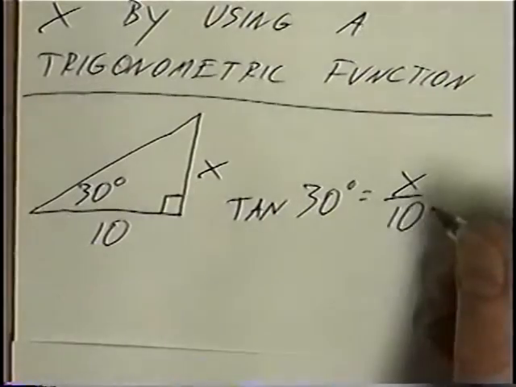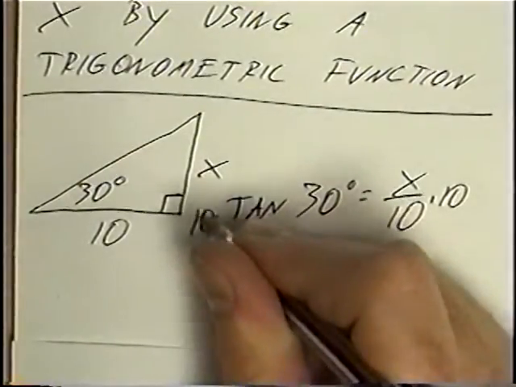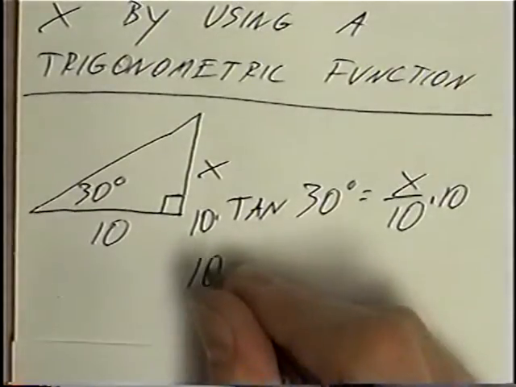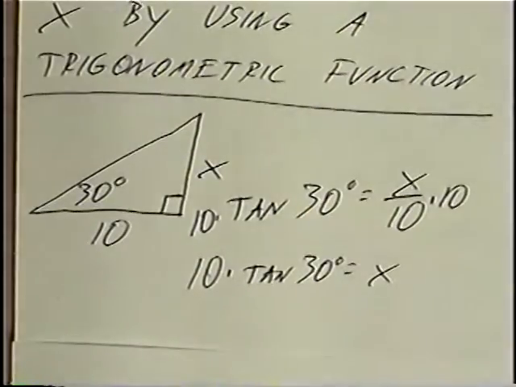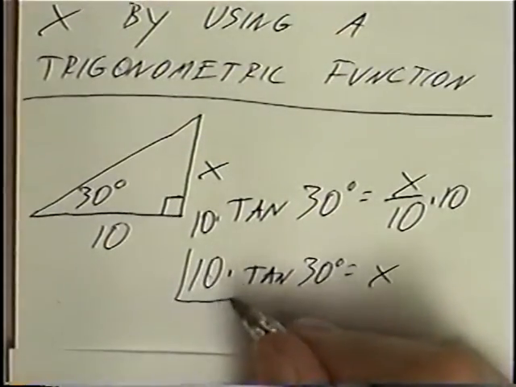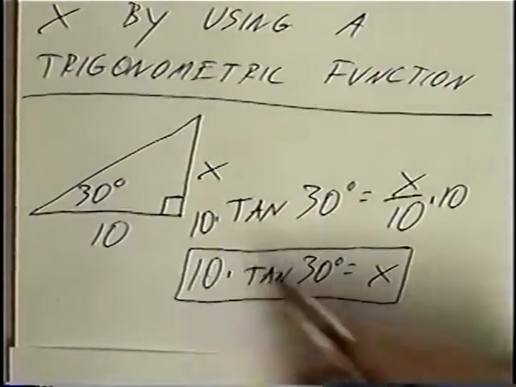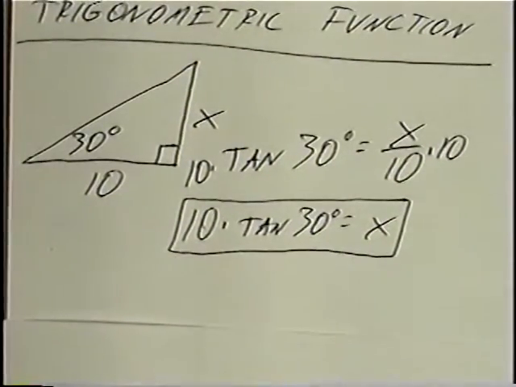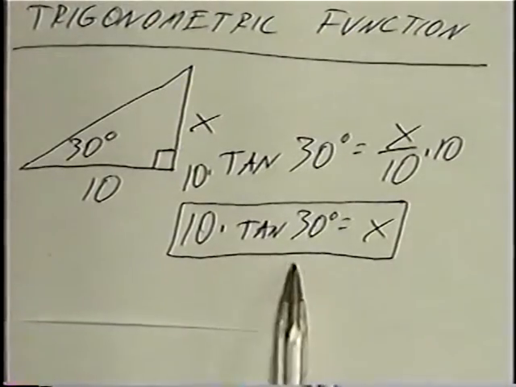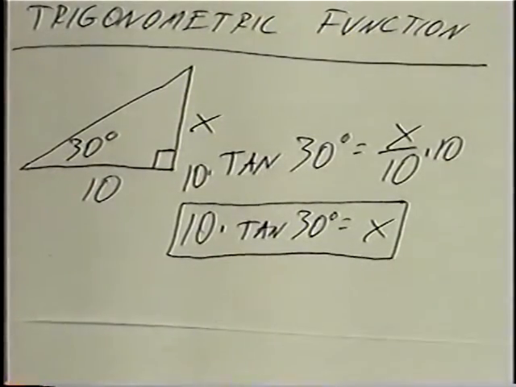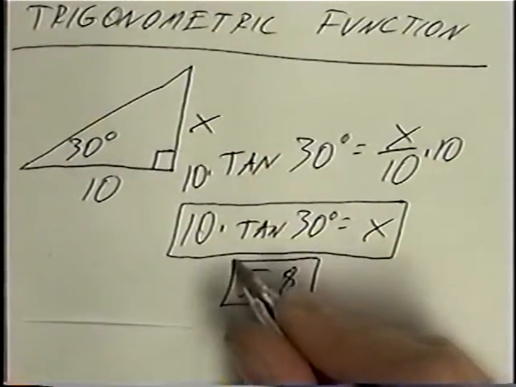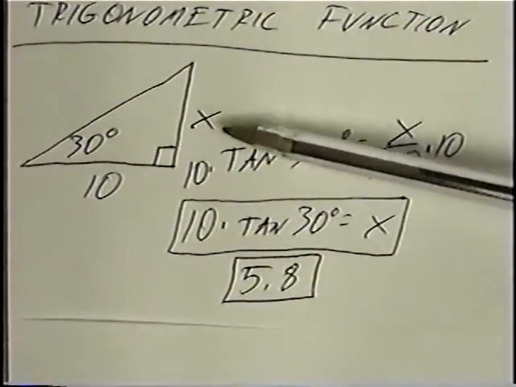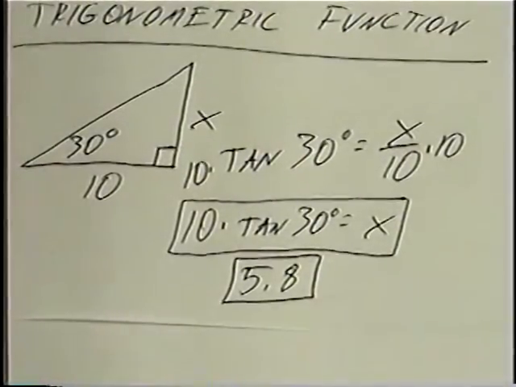Solving for x, we can multiply both sides by 10, and we'll have 10 times the value of tangent of 30 is equal to x. This will be one possible answer you can leave. If you wanted to further simplify, you could use a calculator for the tangent of 30, or you could also use the unit circle for tangent of 30. Using a calculator, 10 times the tangent of 30 would give you the decimal of 5.8. So looking back at the right triangle, the length of x would be 5.8.